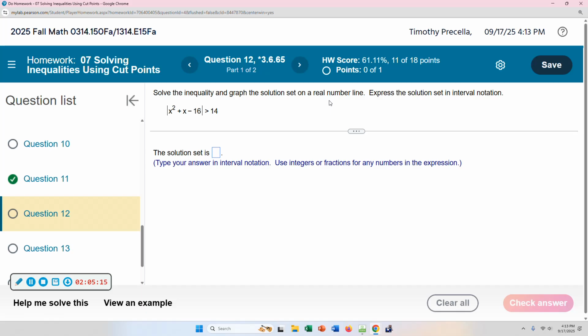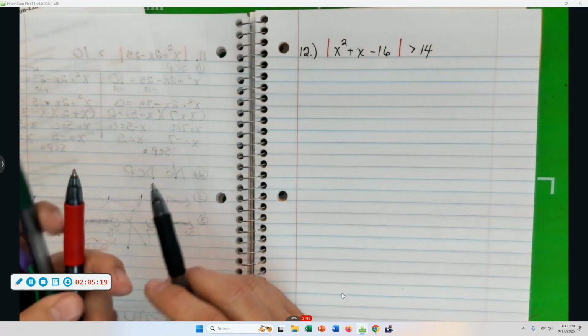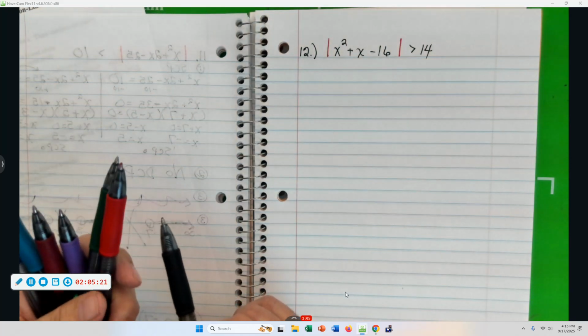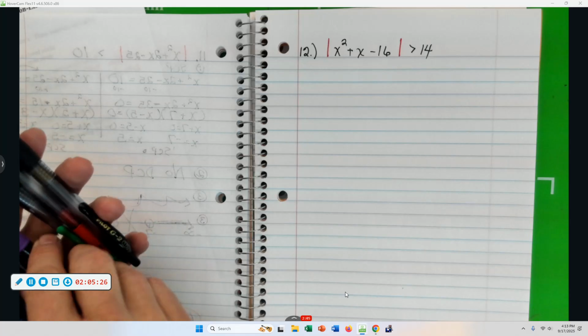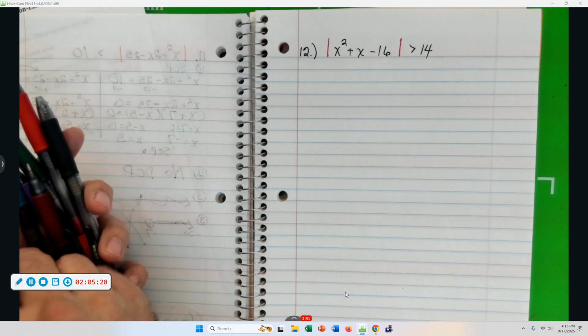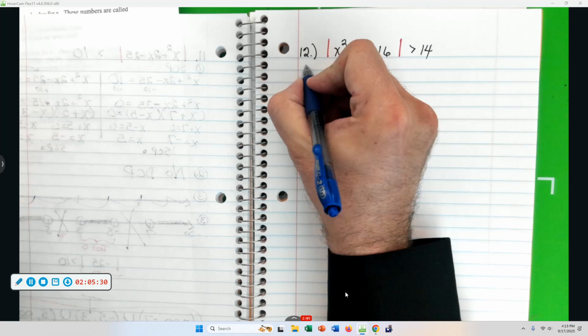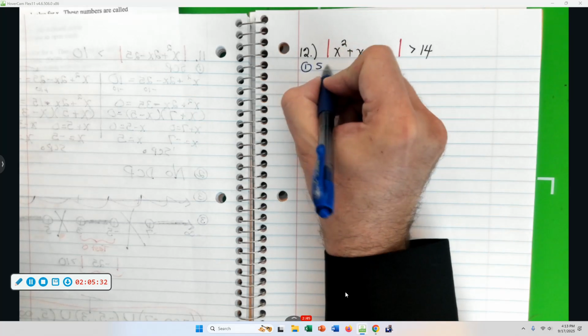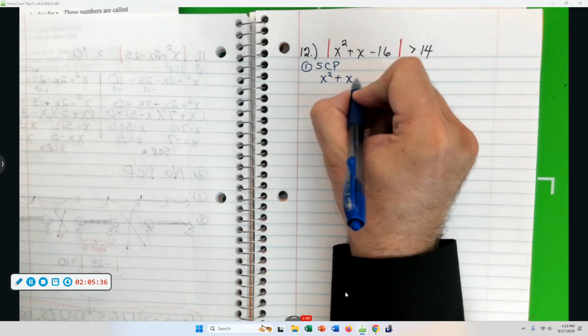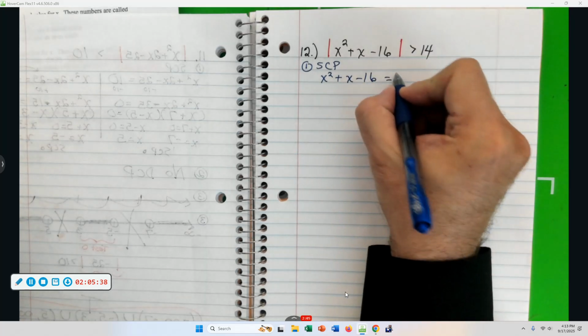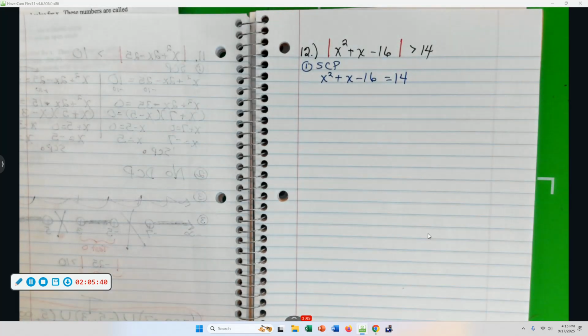Is it like the one we just did? Yeah. Start off by going equal what and equal what. Find those solution cut points. What will I do first? Set it equal to positive 14. And set it equal to negative 14. How do I know that's what I need to do? Because it's an absolute value equation that you're solving.